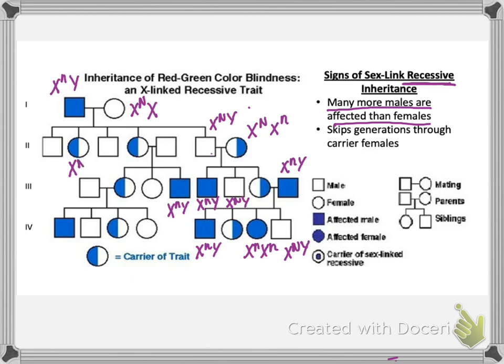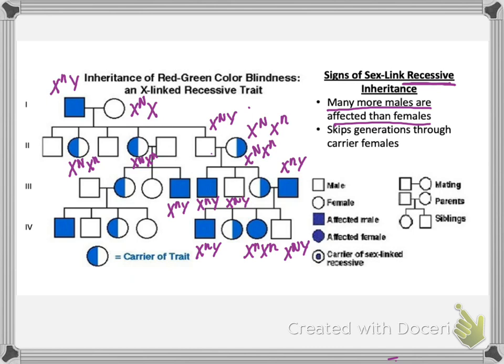an X chromosome from each parent. So the dad only has a sick X chromosome to give, so he only gives the colorblind allele to his daughter. Every daughter he has is now a carrier because he only has a sick X chromosome to give. The boys are all healthy.